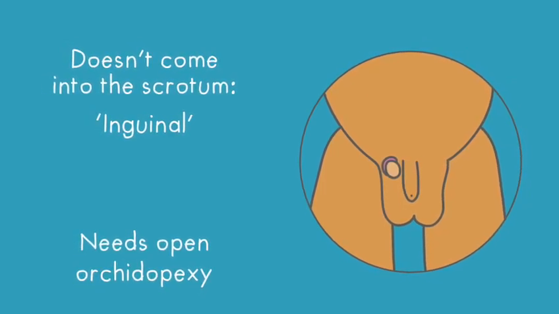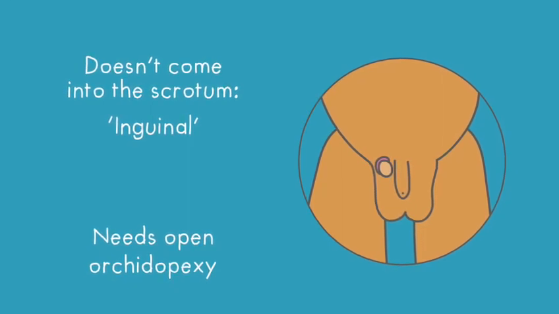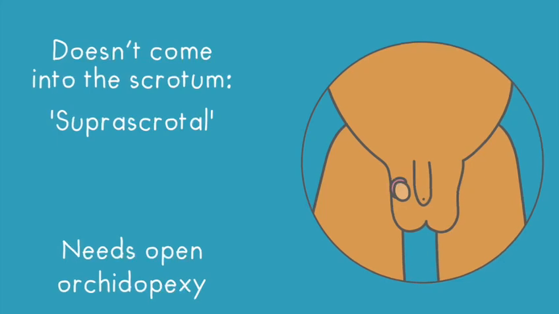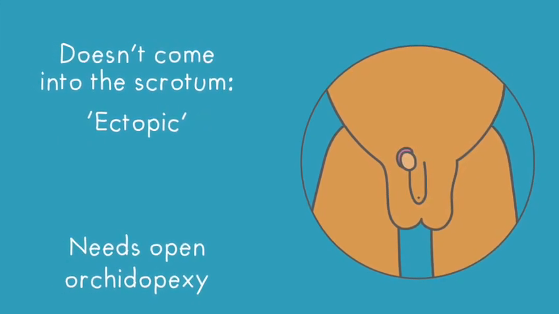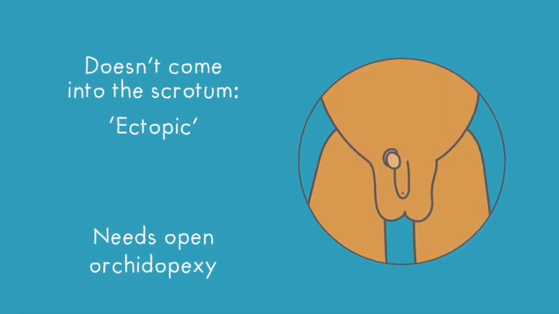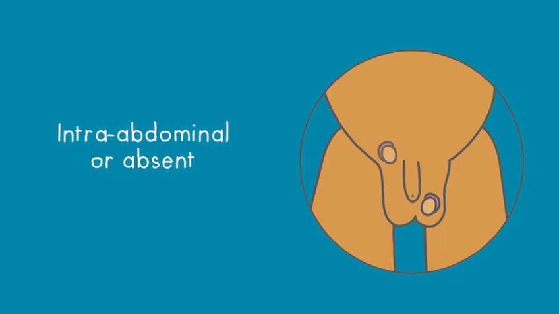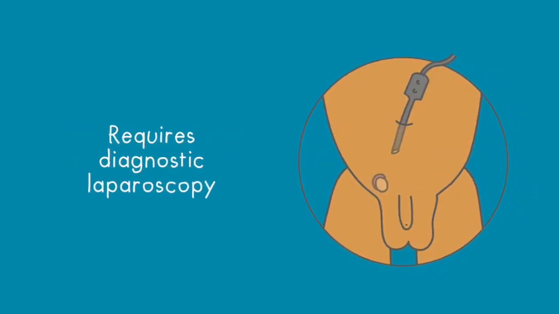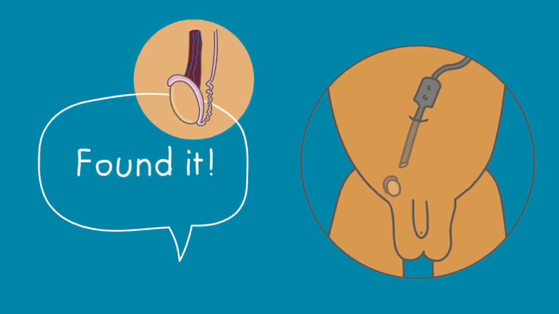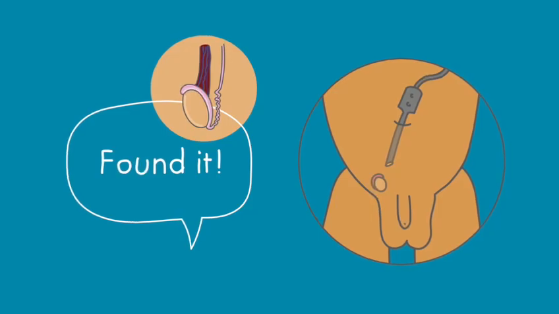These true palpable undescended testes cannot be milked into the scrotum and can be thought of as inguinal, suprascrotal, or ectopic. Patients with true palpable undescended testes require open orchidopexy. Impalpable undescended testes are either intra-abdominal or absent and require diagnostic laparoscopy followed by staged or unstaged laparoscopic orchidopexy, and in some rare cases even orchidectomy.